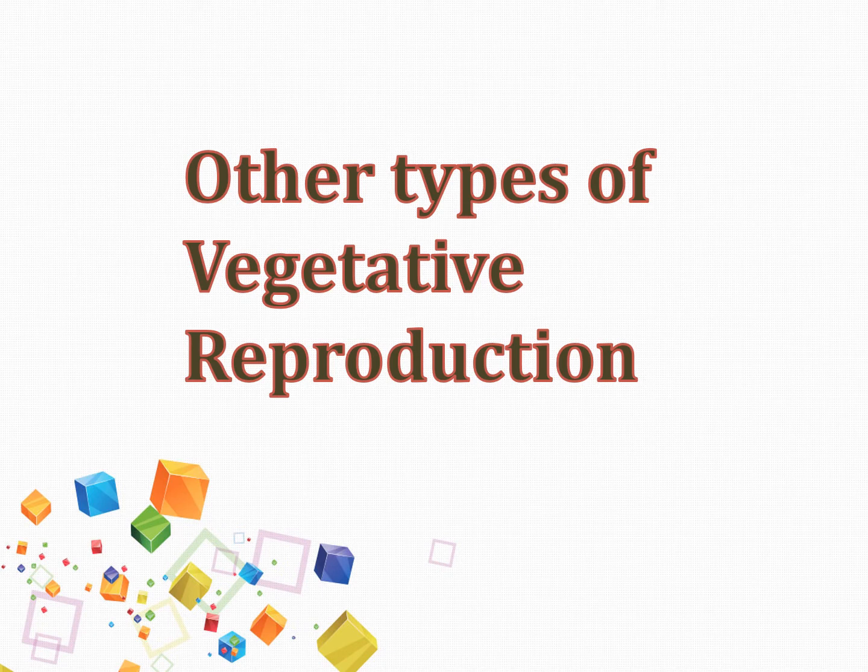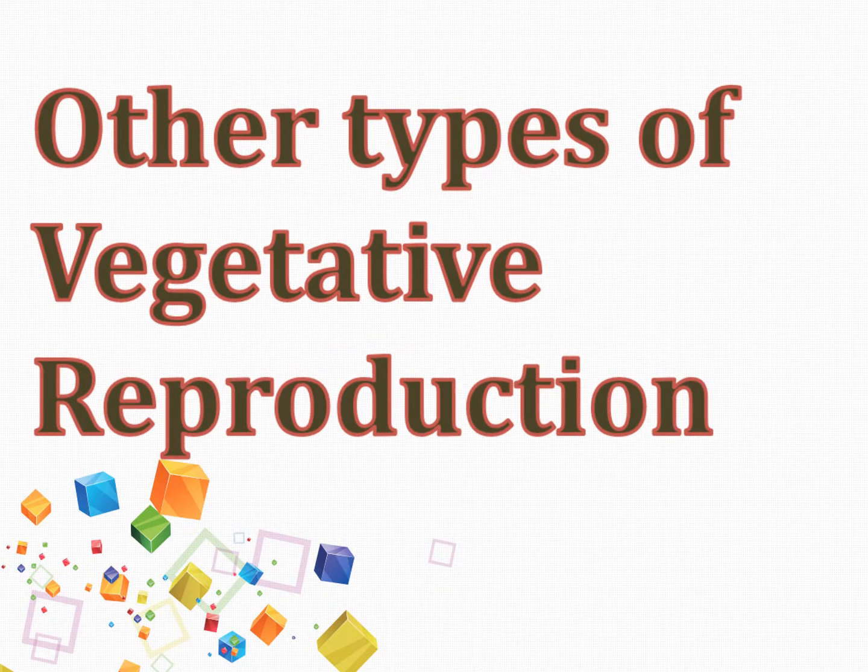Let's see the other type of vegetative reproduction. One is natural, another one is artificial. Then let's see the artificial methods of vegetative reproduction.